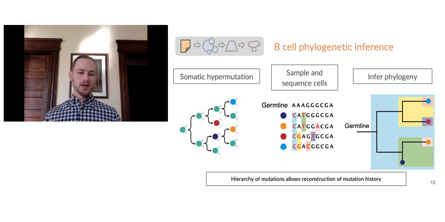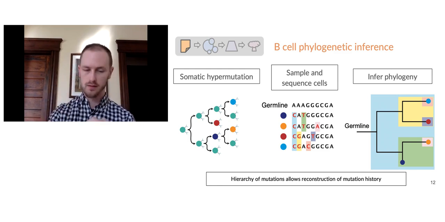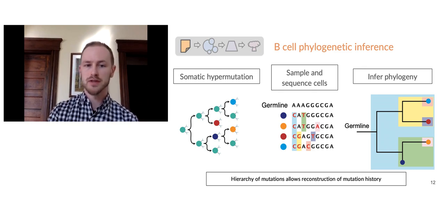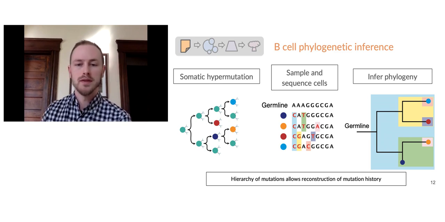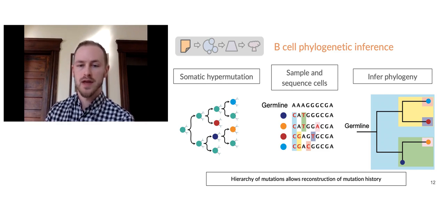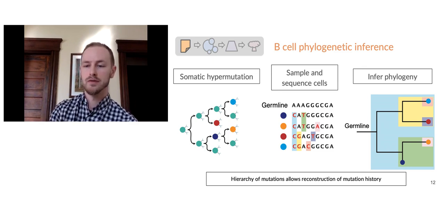So the way B cell phylogenetics works is that, say we have affinity maturation occurring as shown on the left. It's this process of cellular division, mutation, and selection. If we were to sample this process, so the sampled cells in this diagram are the colored cells, and then sequence the BCRs of the cells that we sample and compare the sequences to the clonal germline, we would see not a random scattering of mutations, but a hierarchy of mutations, some of which are shared among all cells, some of which are shared among only a couple of cells, and some of which are unique to individual cells.